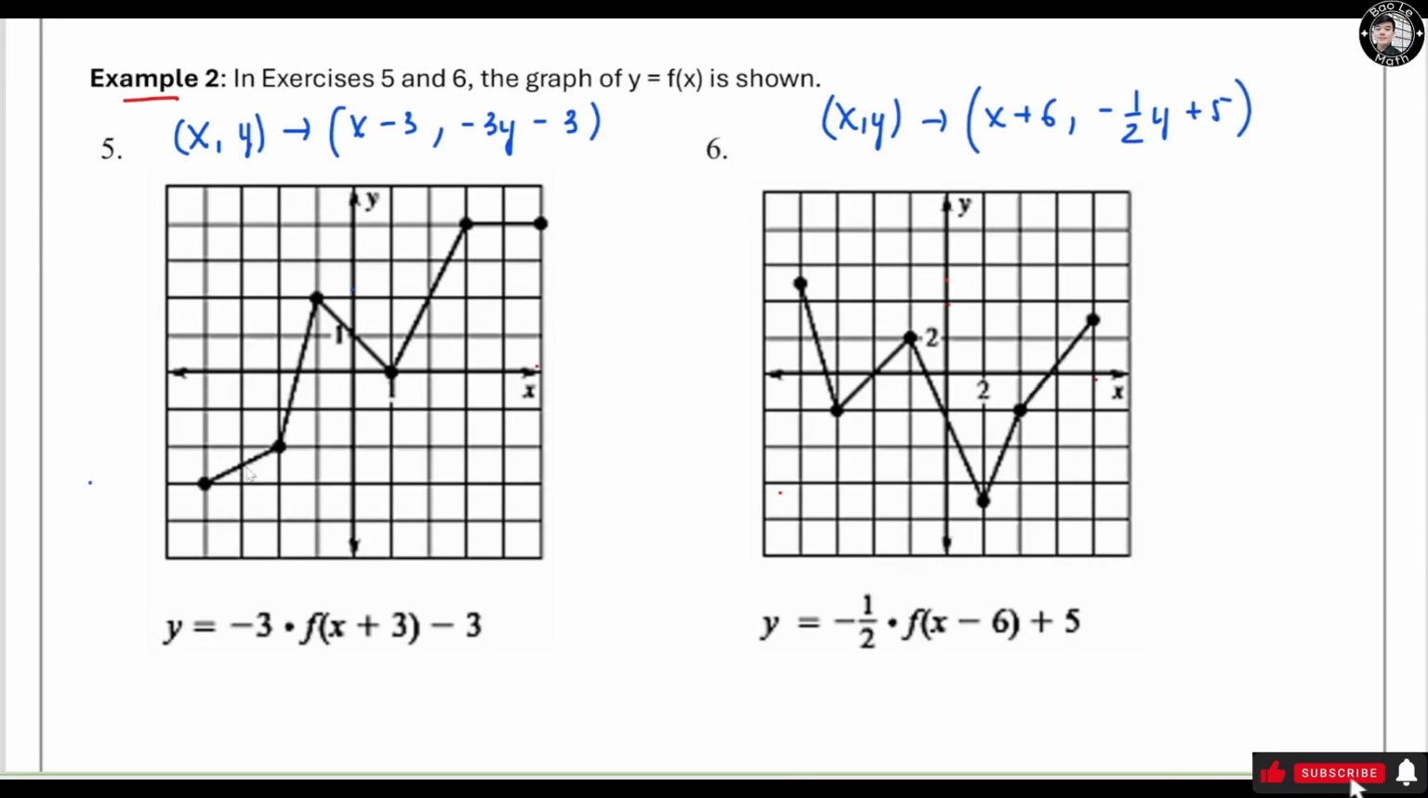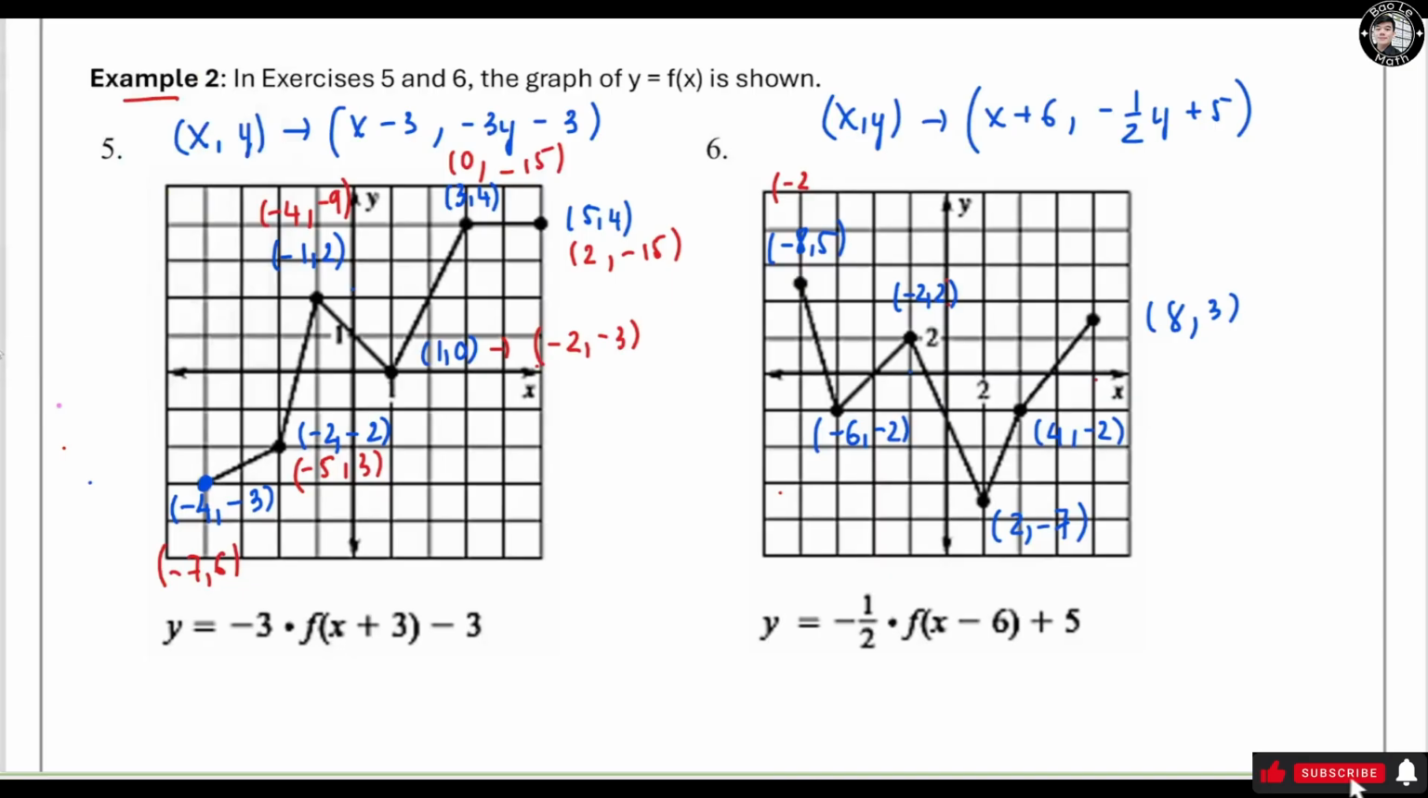Now you just list all the pairs right here. Alright, so negative 4, negative 3 becomes negative 4 subtract 3, negative 7. Negative 3 times negative 3 equal to 9. 9 subtract 3 equal to 6. Alright, so the new coordinate is negative 7, 6.